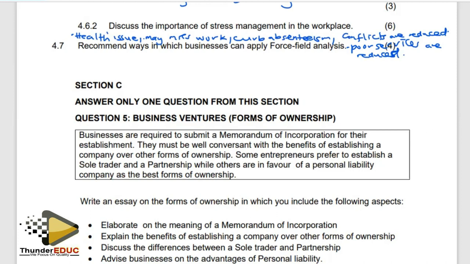How can a business apply a force field analysis? Just to remind you, under force field analysis, this is how we need to apply it. First of all, you are supposed to list the current situation. Invite your employees, tell them that what we are seeing is that we have a problem of shortage of sales. Last month, we were selling around 2 million in a week. Now we are selling half a million. What could be the reason?